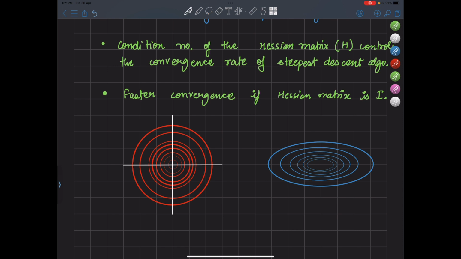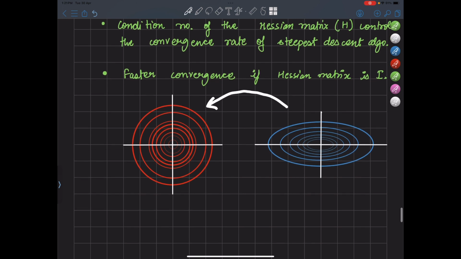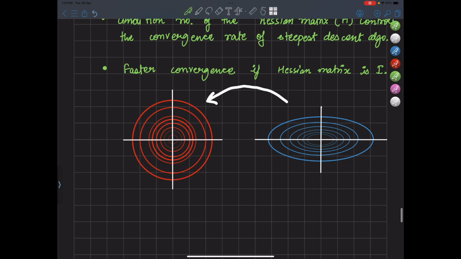Alright, so let me draw the axes for this as well. Can we transform the coordinates from elliptical to circular and hence get faster convergence? That's the question. Here the quadratic is given by half x transpose Hx minus c transpose x. If we ignore this term, this is the main H term.